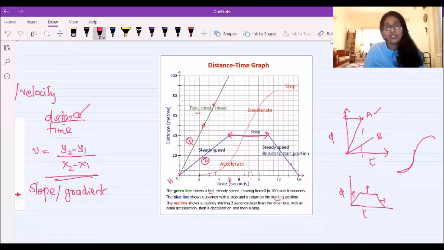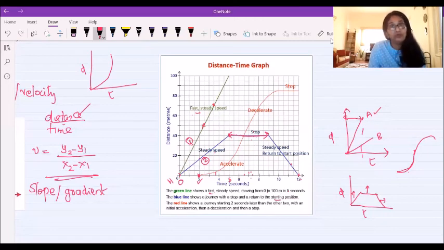The red line shows a journey starting 2 seconds later than the other. Look here, he started 2 seconds later. That means he didn't start from 0. He started from 2 seconds with an initial acceleration, then a deceleration. If it is non-uniform speed, that means the speed is changing. The object's speed is not the same at all the points. That means the object is accelerating. So you can conclude that if you are getting a distance time graph like this, it shows non-uniform speed, which is acceleration.